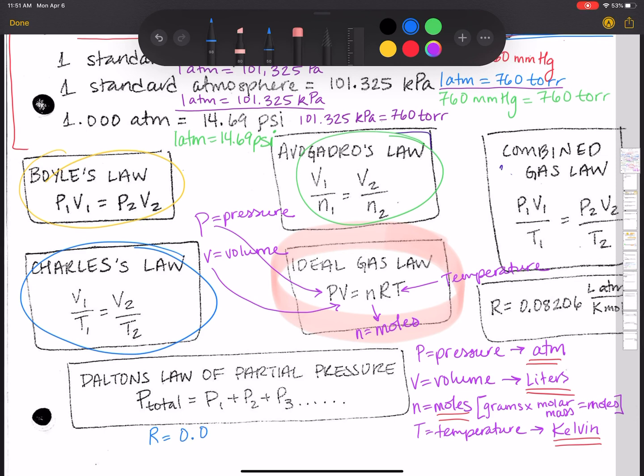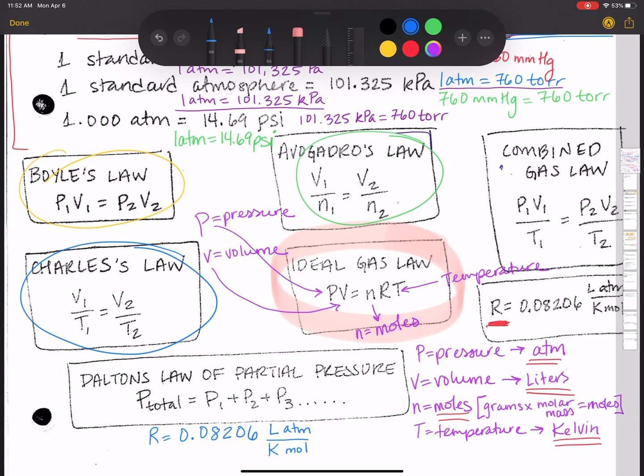It's 0.08206. And it has 4 units. The numerator units are always liters times atm over Kelvin times mole. If you look at your formula sheet, you have R labeled for you right next to the ideal gas law. I'm just rewriting it out for you in this video. So the last constant that we had used was just the given value of Avogadro's number, which was 6.022 times 10 to the 23rd.